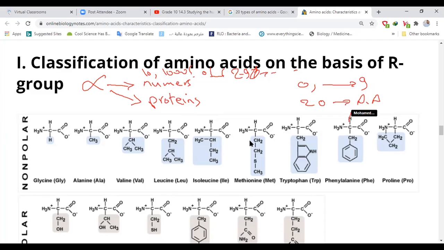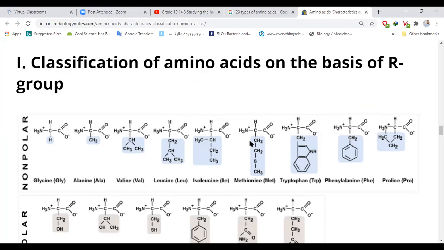Which are those here. All have the same structure. They have one carboxyl group, one amino group. What makes them different from each other? Look, the side chain. Here we have CH3, but here we have CH2 and one cycle. Okay, we have different side groups. Do you see? What makes one amino acid different from the other? And what makes them similar?